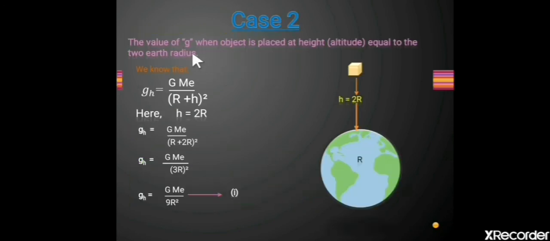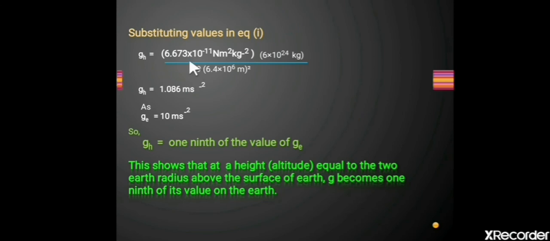Now case 2. What is the value of g when the object is placed at an altitude equal to 2 earth radii? It means that here h will be equal to 2R. So we will replace h with 2R. R plus 2R, we will get 3R. Open the square bracket, 9R square. In the next step, we will substitute the values of G, Me and R. Then after substituting and after simplification, we will get 1.086 ms minus 2.